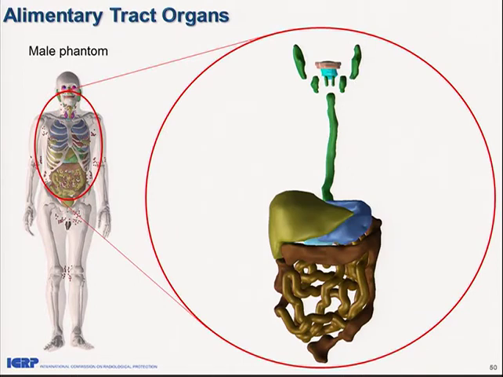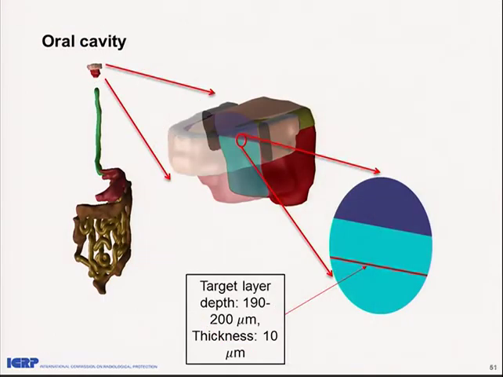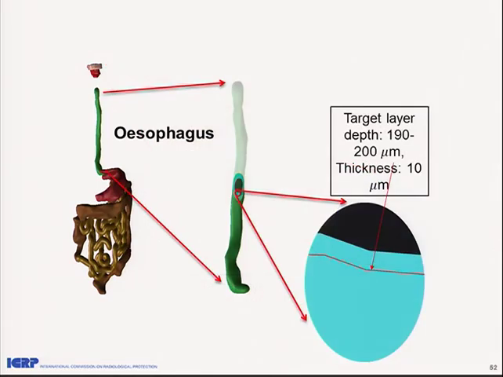In case of alimentary tract organs, the thin target layers were also defined. Here is an example. This is the oral cavity, and for the oral cavity we have the target layer, and the target layer is only 10 micron thick, and this 10 micron thick target layer is now installed. It's modeled in the model, and this is for esophagus. Again, this is 10 micron.